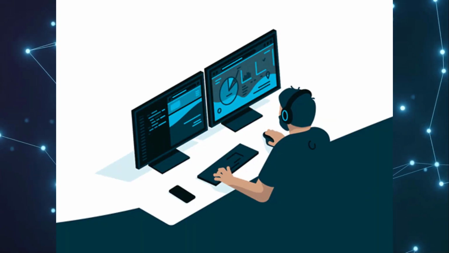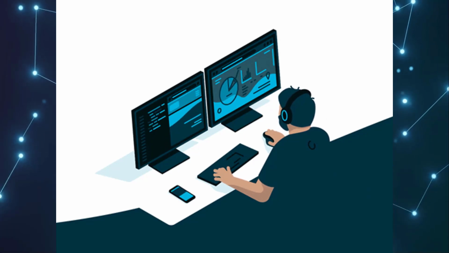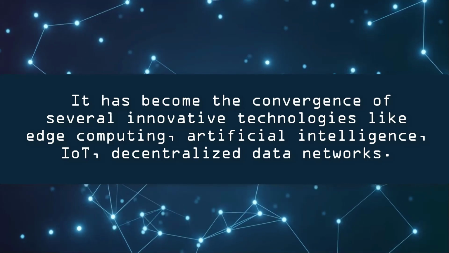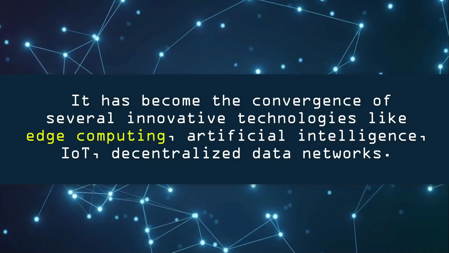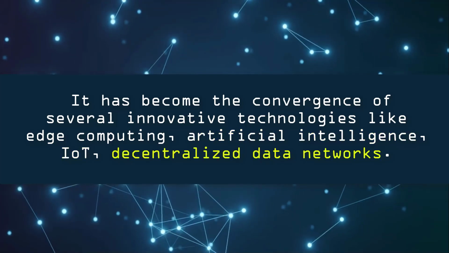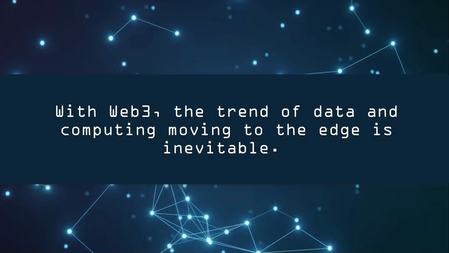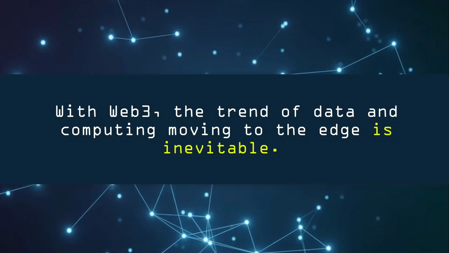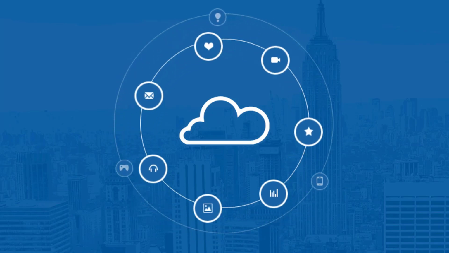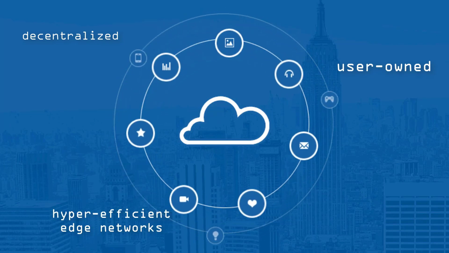Today, Web 3 architecture has gone far beyond the Internet's capabilities, which run on a decentralized layer. It has become the convergence of several innovative technologies like edge computing, artificial intelligence, IoT, and decentralized data networks. With Web 3, the trend of data and computing moving to the edge is inevitable. Powerful computing resources are put together to create the next generation of decentralized, user-owned, hyper-efficient edge networks.